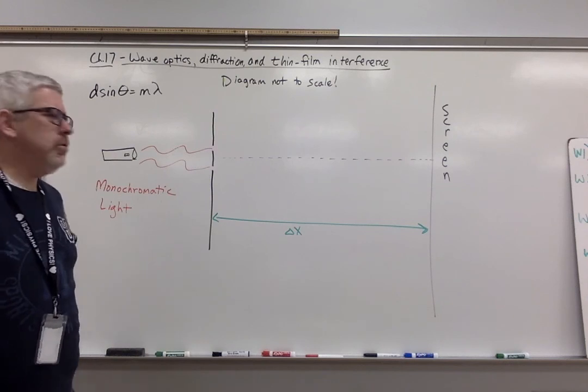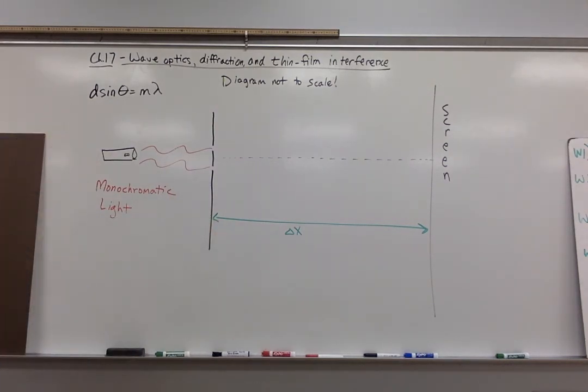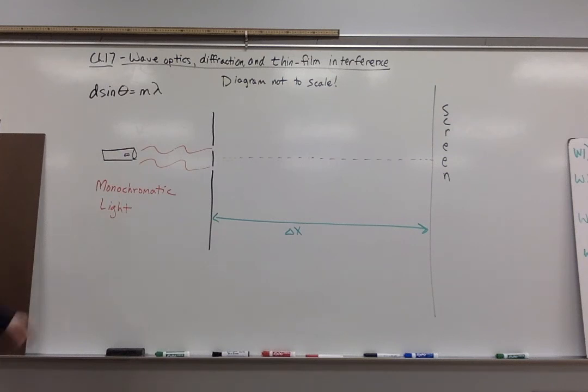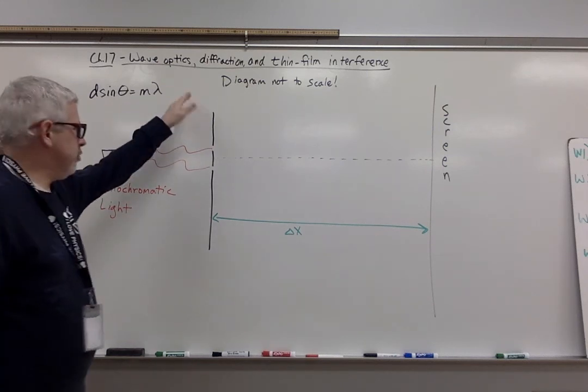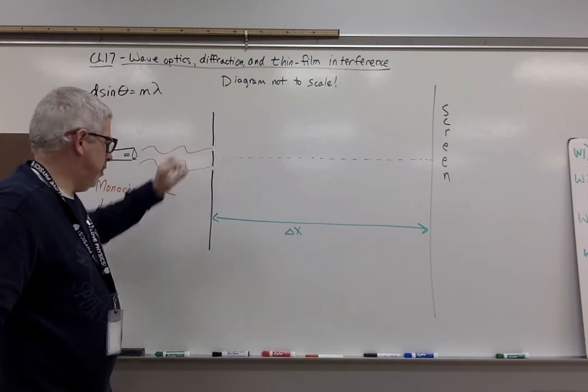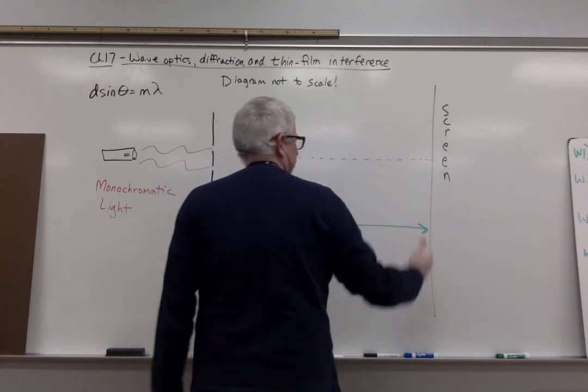All right, this is part 2 of the Chapter 17 Demonstrations Examples video, which deals with wave optics, diffraction, and thin film interference. This diagram is not to scale. How do I know that? Well, I'm trying to show a laser shooting red laser light through a diffraction grating where we're looking at 2 openings. And then that light is going to pass over here and hit a screen.